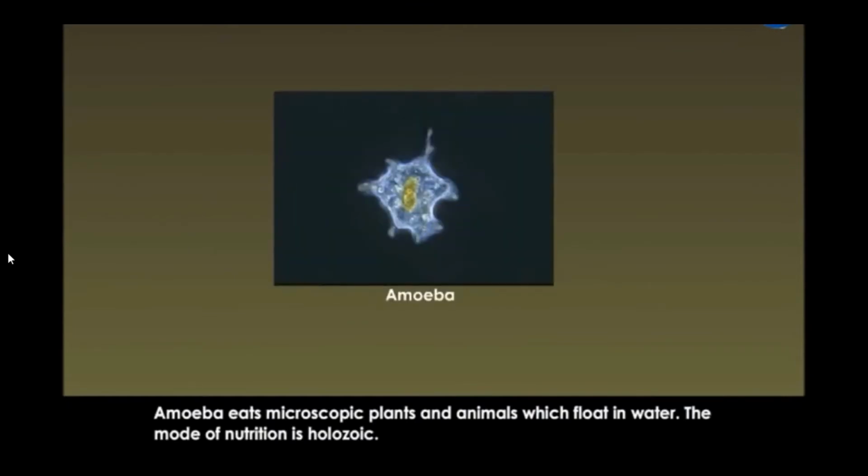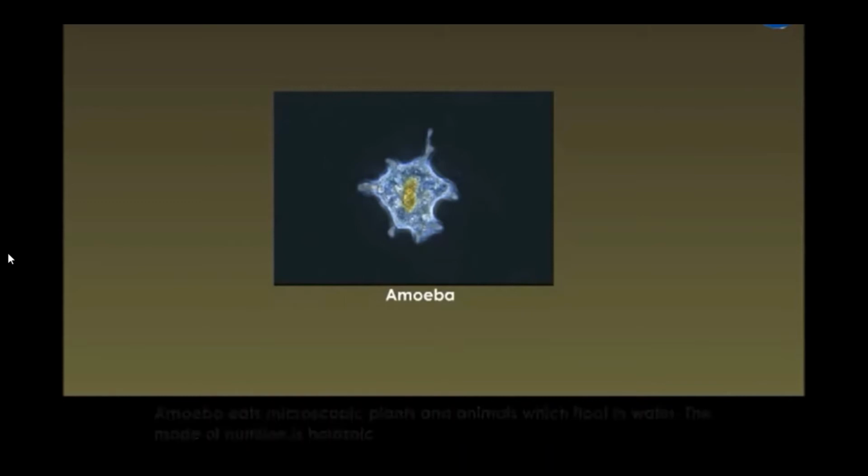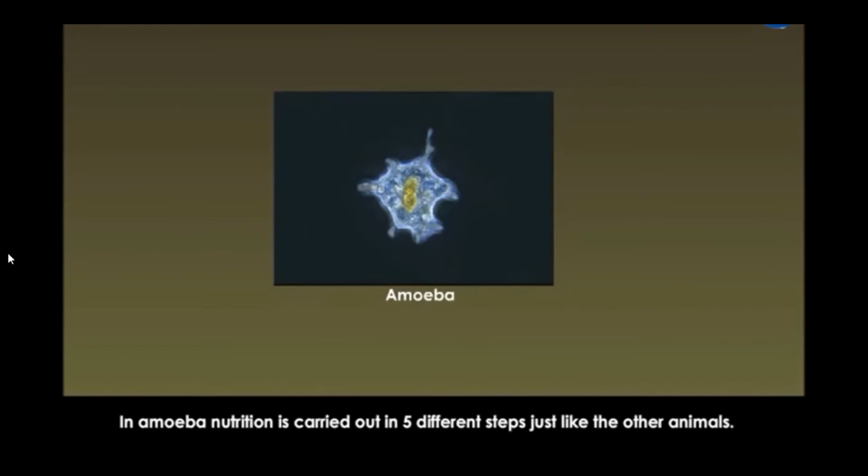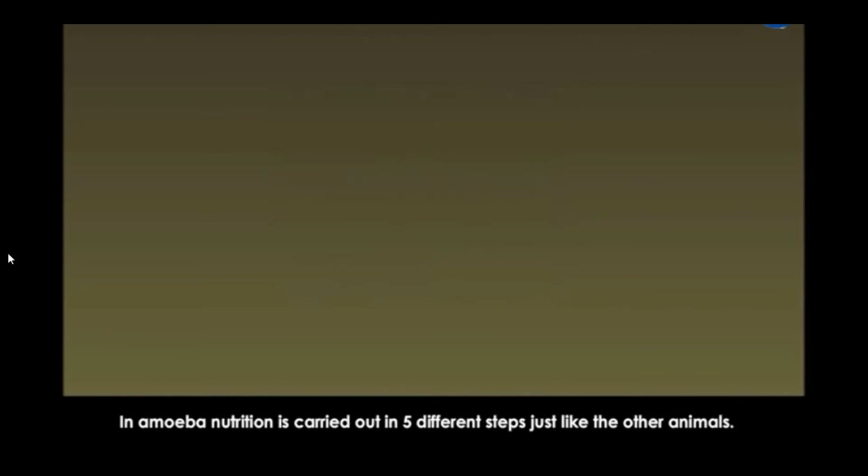Now let us know nutrition in amoeba. Amoeba eats microscopic plants and animals which float in water. This mode of nutrition is called holozoic nutrition. In amoeba, nutrition is carried out in 5 different steps, just like all other animals. They are ingestion, digestion, absorption, assimilation and egestion.